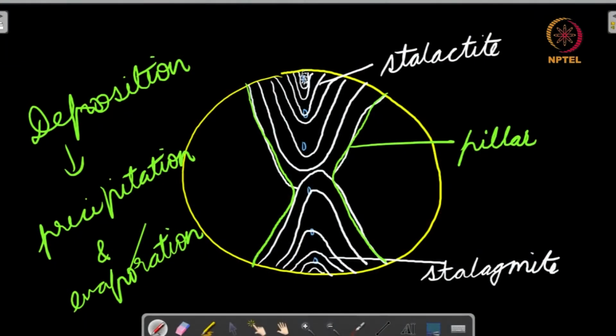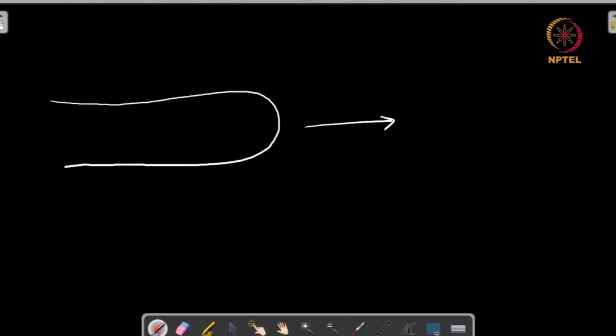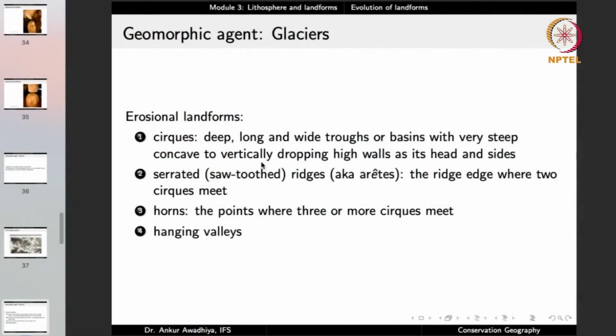So what happens is, if you have a mass of ice and it is flowing in this direction, typically it will pluck the rocks and boulders from here and it will carry them forward with its own movement. Now these rocks and boulders act as sandpapers and they go on eating up the rocks that are there on the bottom and on the sides of the glacier. So they form several big sized erosional landforms such as cirques.